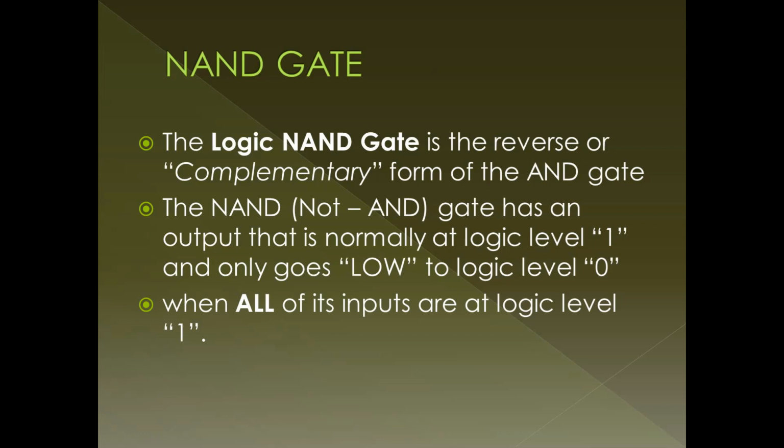Now, we'll move on to the next gate, the NAND gate. NAND gate is the complementary gate for the AND gate. A NAND gate is a combination of NOT gate and AND gate. Now, NAND gate has an output that is normally at logic level 1 and only goes to logic level 0 when all inputs are at logic level 1.